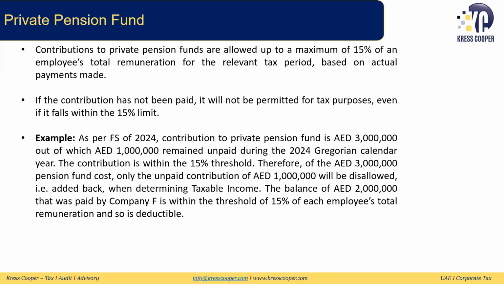So now the 15% condition is being met. We need to see the other condition, that is whether it is being paid or not. So the one which is actually being paid in this example, the 200,000, because the 15% condition is also being met and it's paid also, that will be allowable. But the one that was not paid will not be allowable even if it is under the 15% threshold. So that needs to be added back.